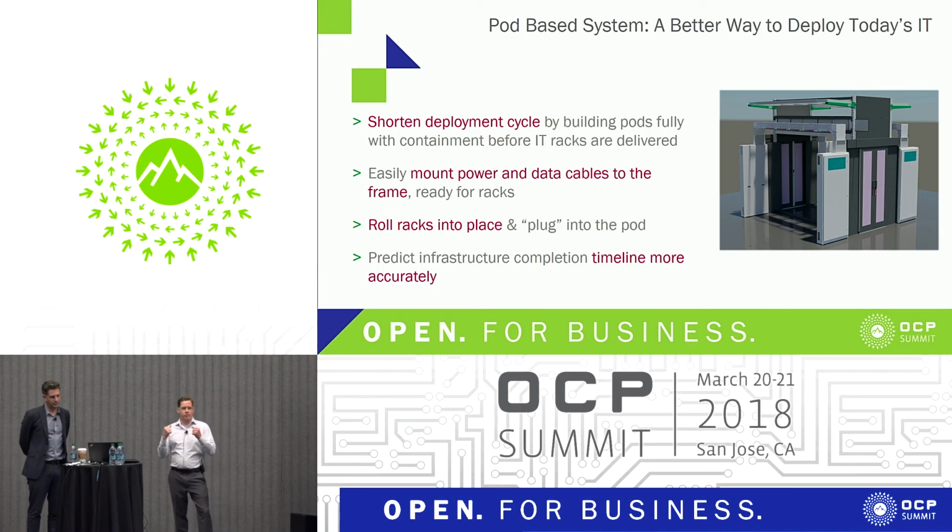The racks can just easily roll in and out of place because you're not actually attaching the containment to the rack. So if for installation or if you need to do some maintenance or a change to a rack, you can just simply roll it out of place. And because we're decoupling the infrastructure from the IT deployment, it's going to make that overall deployment cycle easier and more predictable.